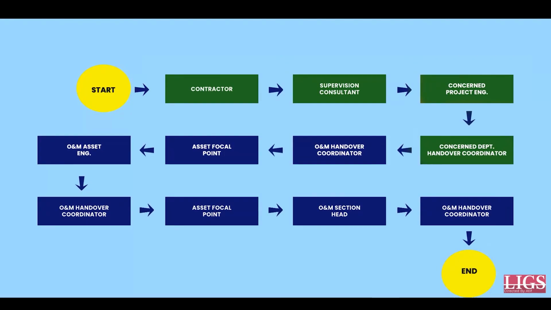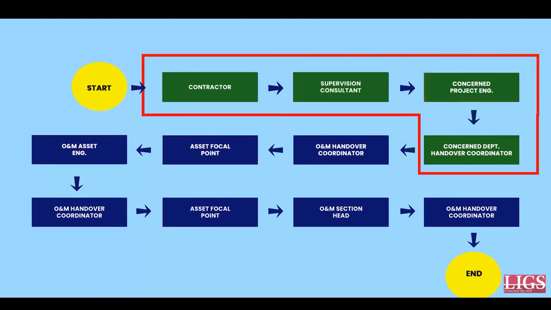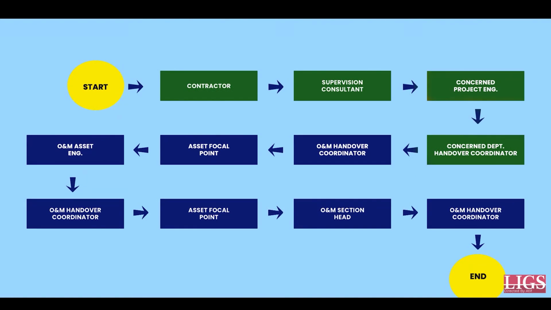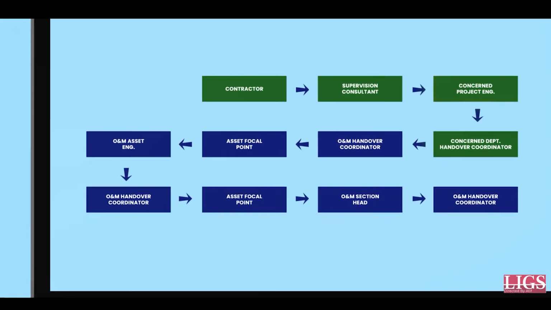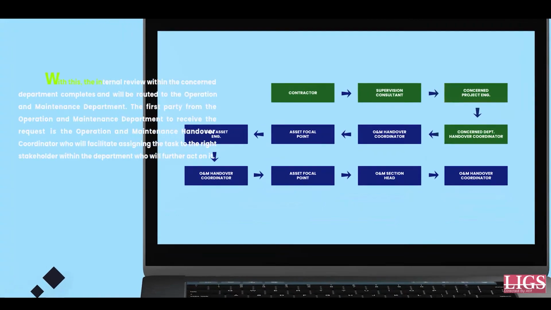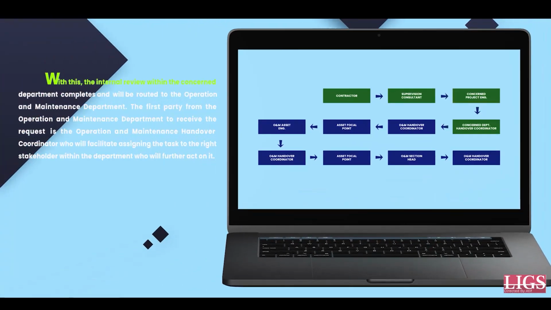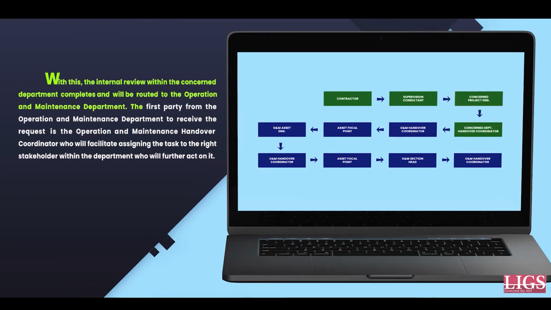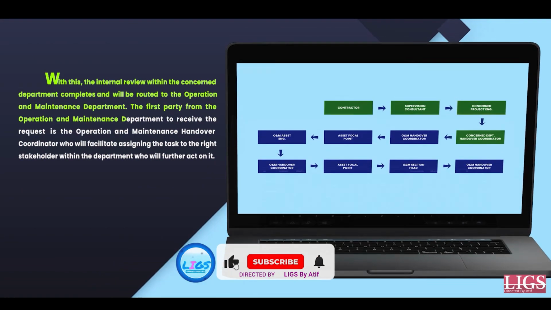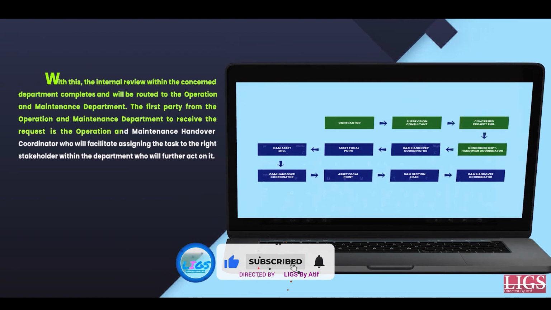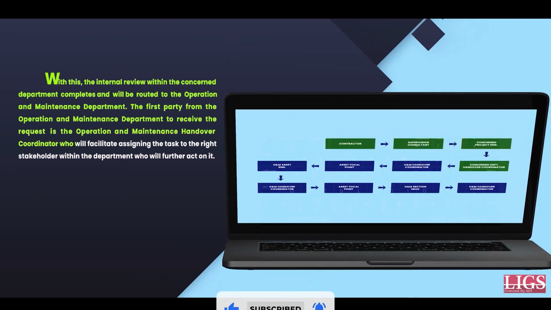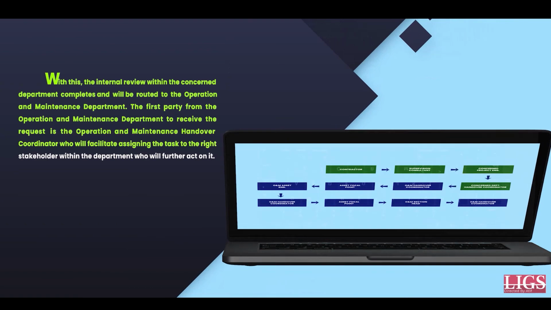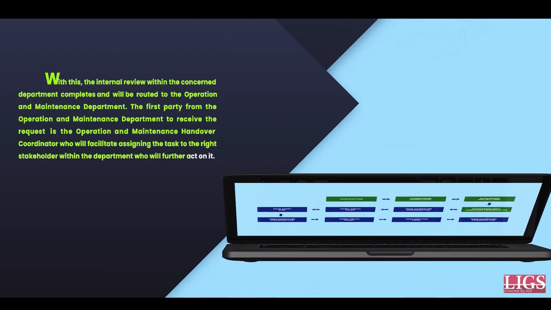In our flowchart, you can see that the first 4 boxes have become green. This indicates that the request has moved successfully from these entities to the Operation and Maintenance Handover Coordinator. With this, the internal review within the concerned department completes and will be routed to the Operation and Maintenance Department. The first party from the Operation and Maintenance Department to receive the request is the Operation and Maintenance Handover Coordinator, who will facilitate assigning the task to the right stakeholder within the department who will further act on it.